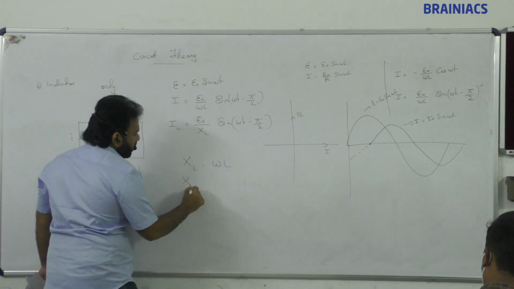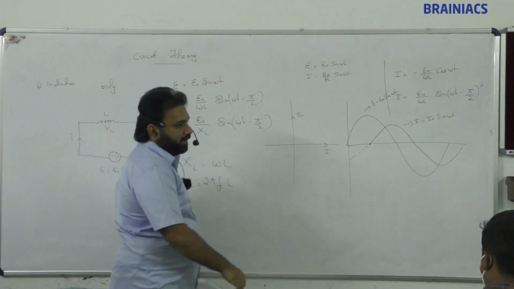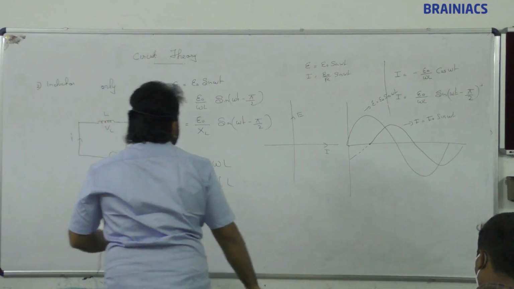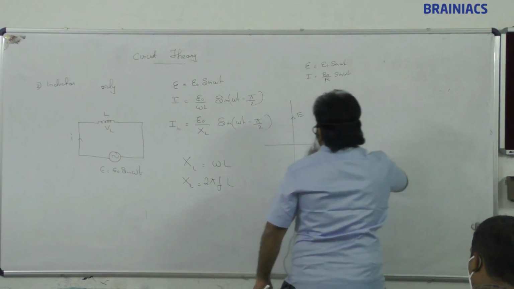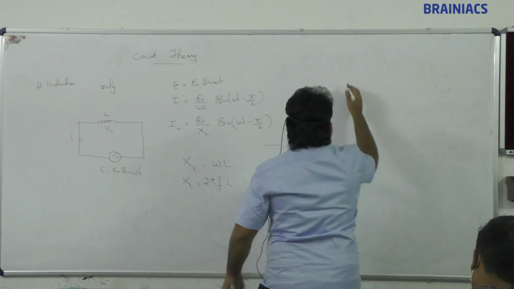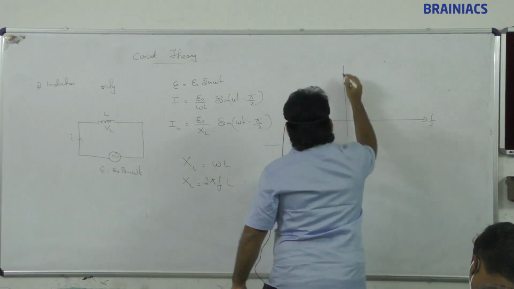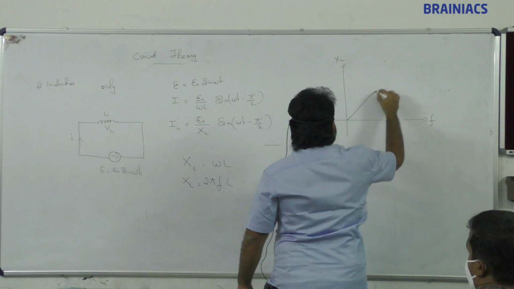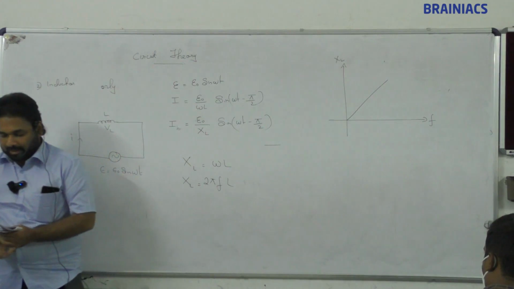Inductive reactance XL is equal to omega L, which is 2 pi f into L. So if I plot frequency against inductive reactance, inductive reactance is directly proportional to frequency, a straight line. Direct proportion means straight line. Clear or what?